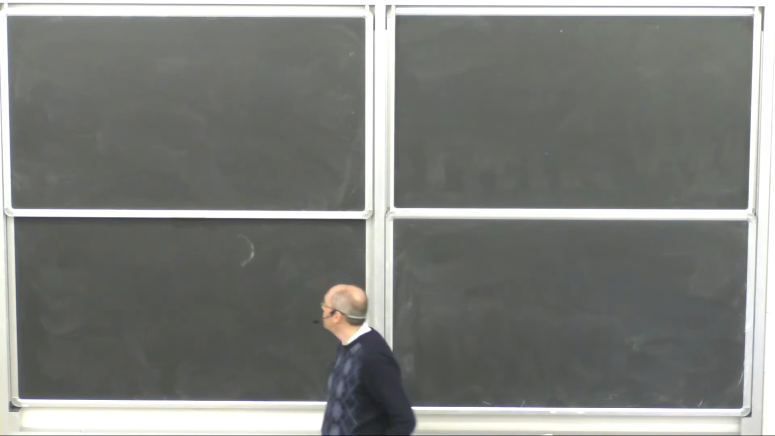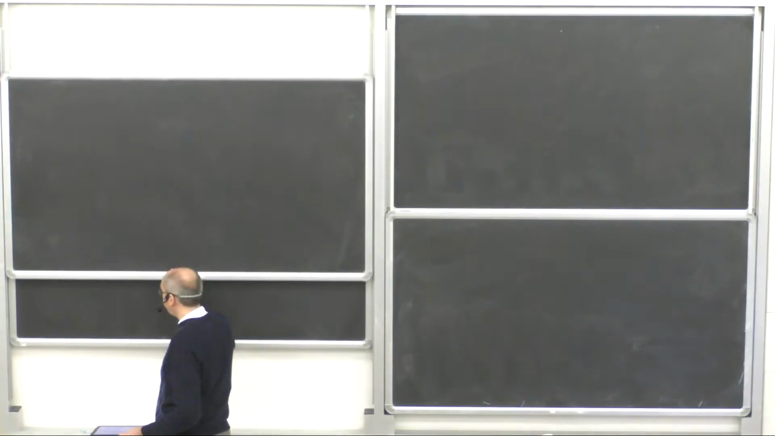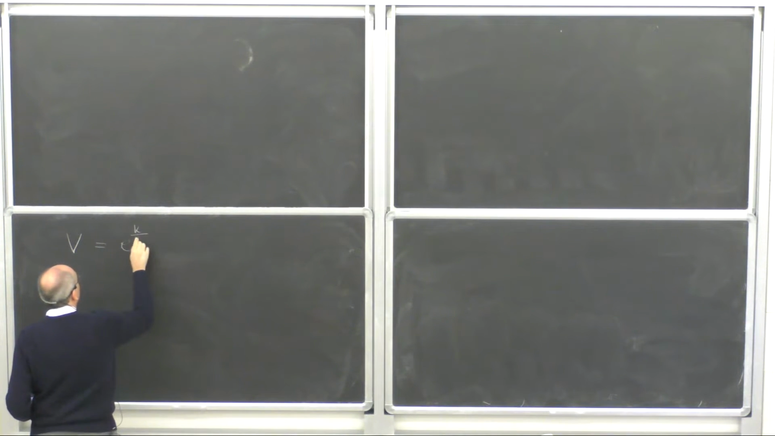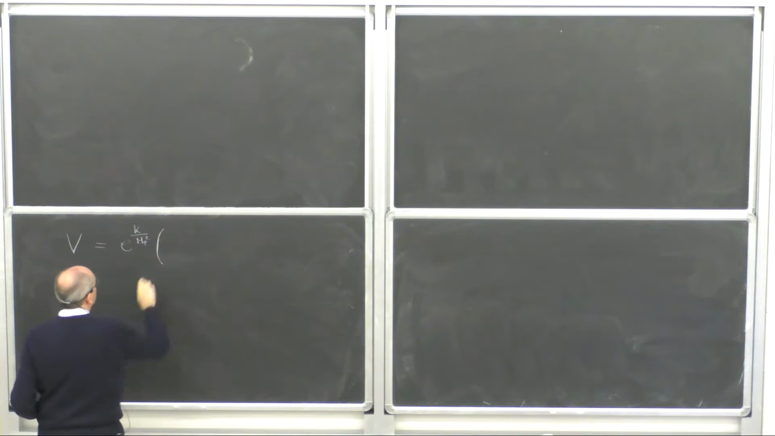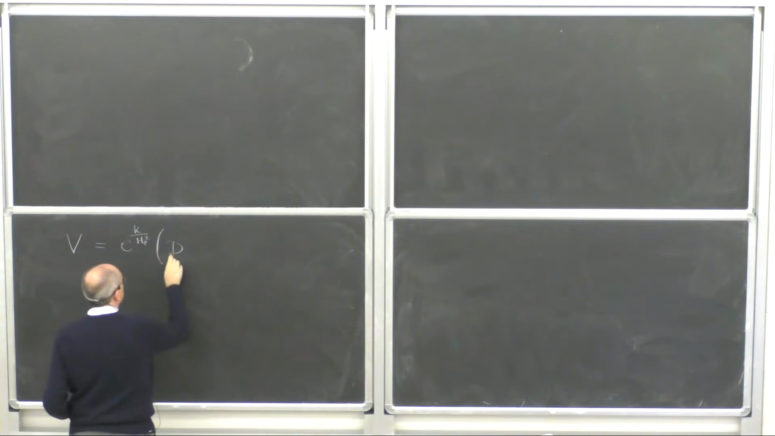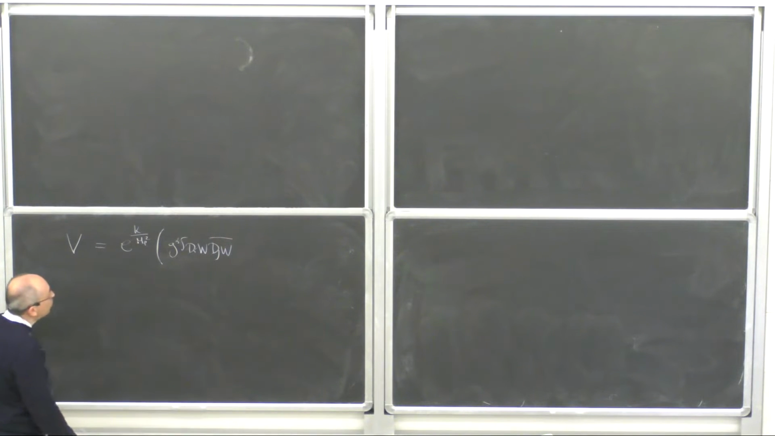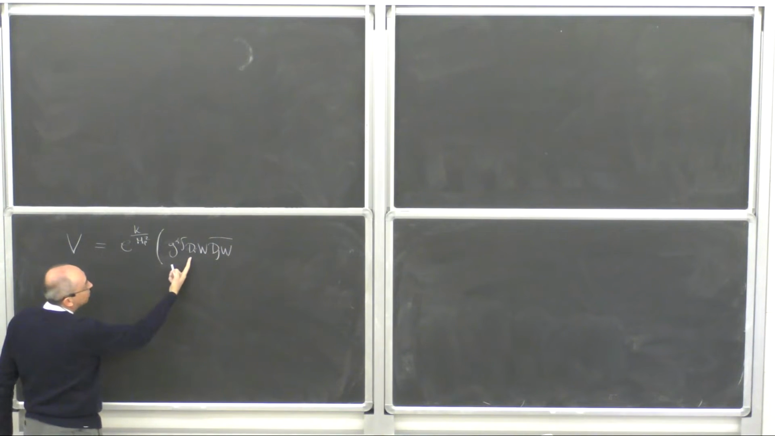So let's look at some physical features of supergravity. Let me start from the scalar potential, which, as I mentioned, is the sum of the F term part. So this is the improvement of the F term of global supersymmetry.